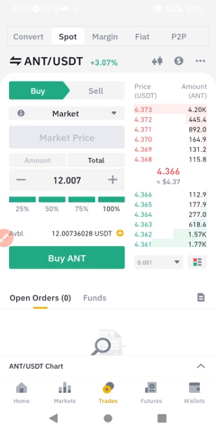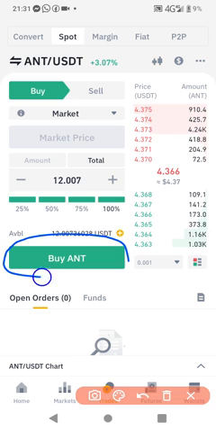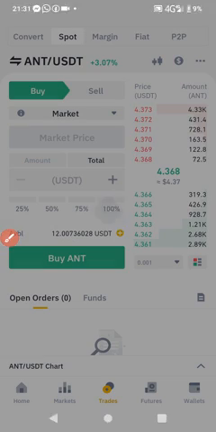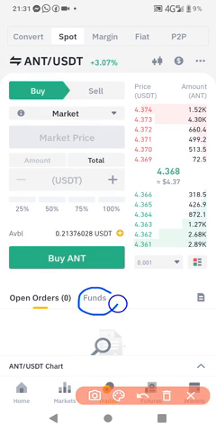After I use the percentage, I then click on buy ANT. After I click on buy ANT, instantly, let me do that now. If I click on buy ANT, can you see that it is successful now? Once I do that, my money will appear immediately under funds.